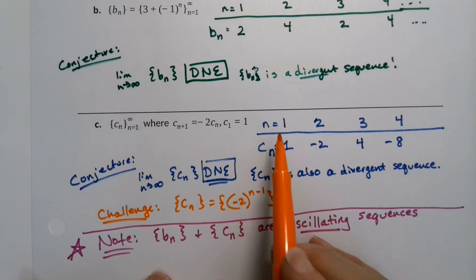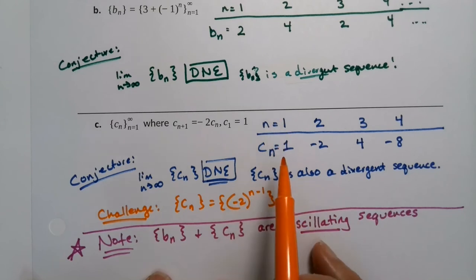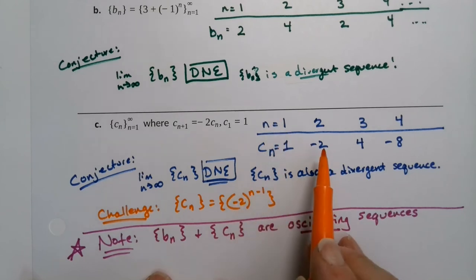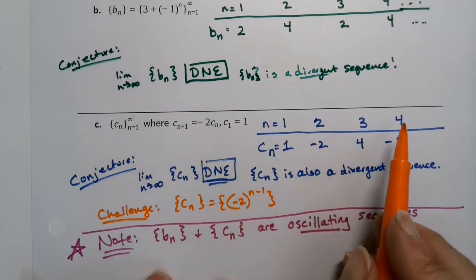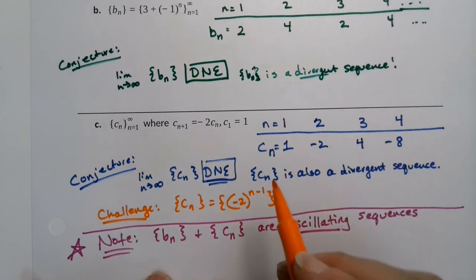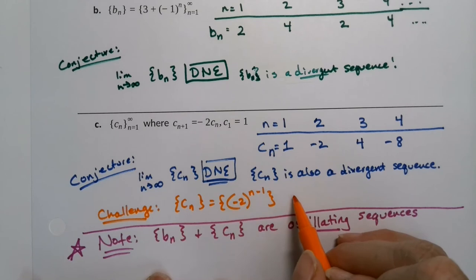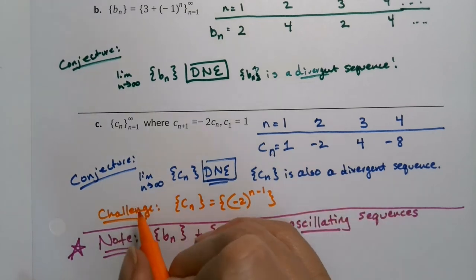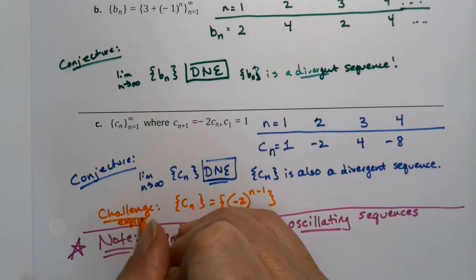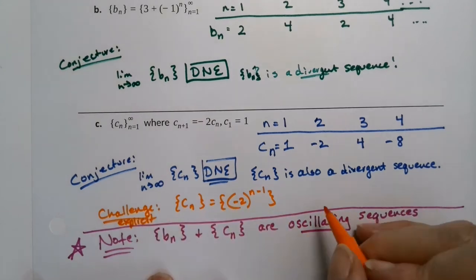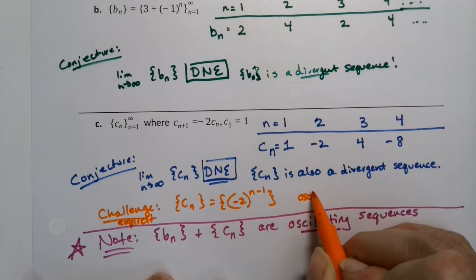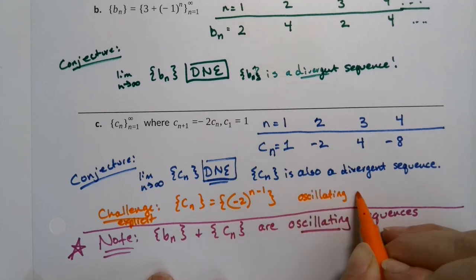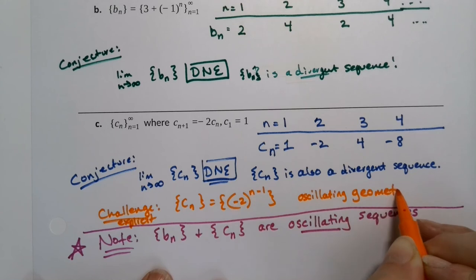That'll work, because 1 take away 1 is 0. That'll be positive. 2 take away 1 is 1. 3 take away 1 is 2, and negative 2 squared is 4. 4 take away 1 is 3, so negative 2 to the 3 is negative 8. So this is an explicit formula. And, oops, I should have written explicit. There we go. There's an explicit formula. And it was a geometric sequence. This is an oscillating geometric sequence, right? Because we're multiplying.